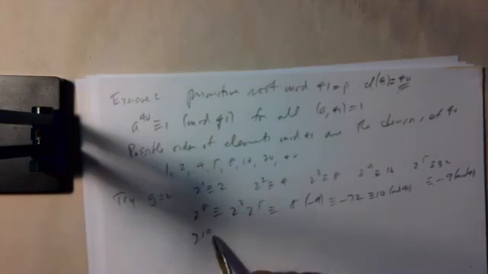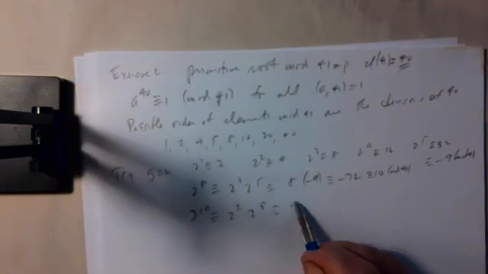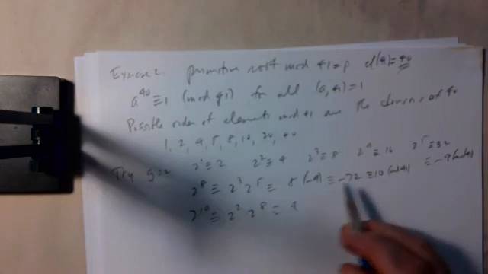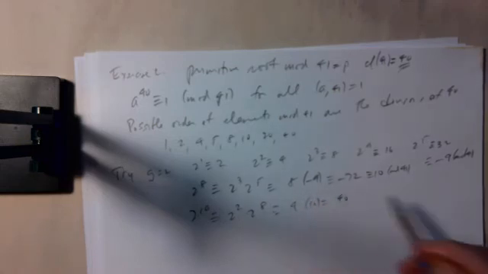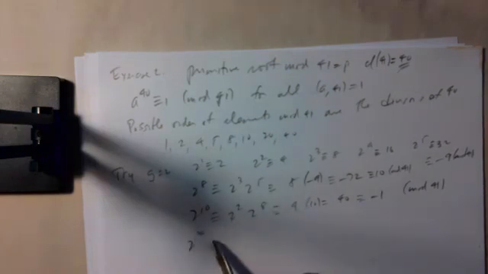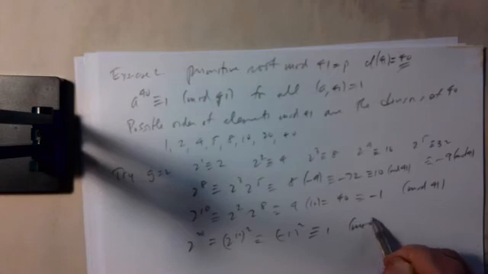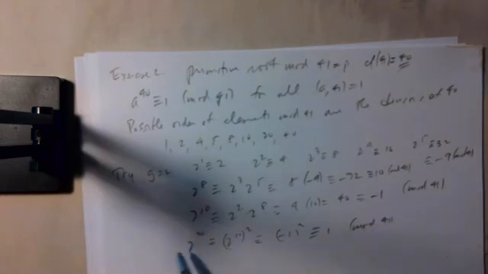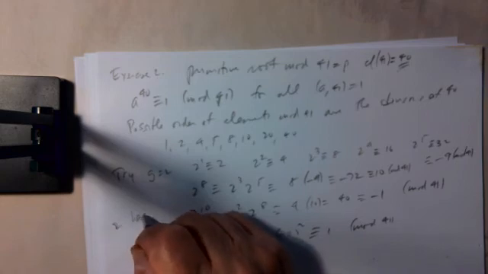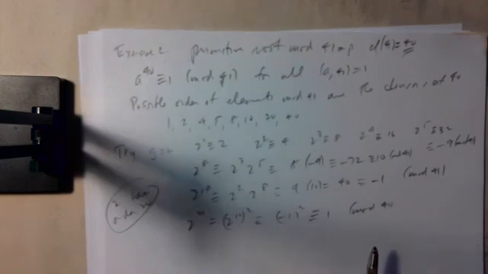2 to the 10th is 2 squared times 2 to the eighth. 2 squared is 4, and 2 to the eighth is 10. So this is 40, which is minus 1 mod 41. But then 2 to the 20 is 2 to the 10 squared. So that's minus 1 squared, which is plus 1. So 2 has order 20. It's not a primitive root. It doesn't have order 40.